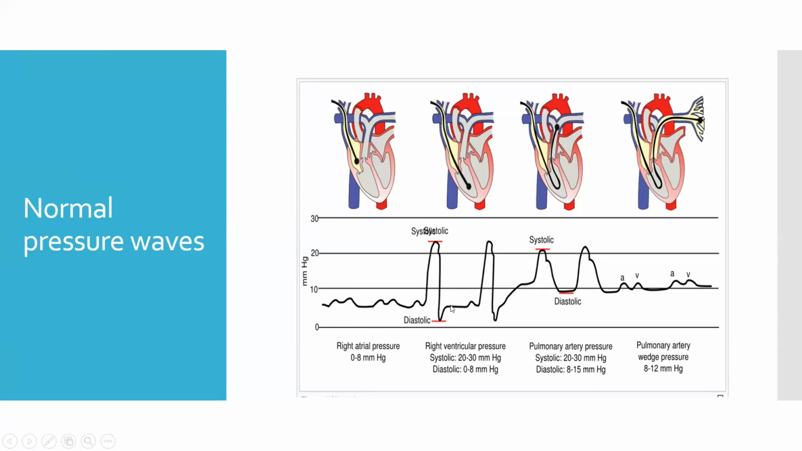And this is the right ventricular pressure waveform. The right ventricular systolic pressure is normally between 20 and 30 millimeters of mercury, and the diastolic pressure is between 0 and 8 millimeters of mercury. And this is the normal pulmonary artery pressure waveform, and the systolic pressure is around 20 to 30, and the diastolic pressure is around 8 to 15 millimeters of mercury. And the pulmonary artery wedge pressure, which in its waveform looks similar to the right atrial pressure, should normally be less than 12 millimeters of mercury.